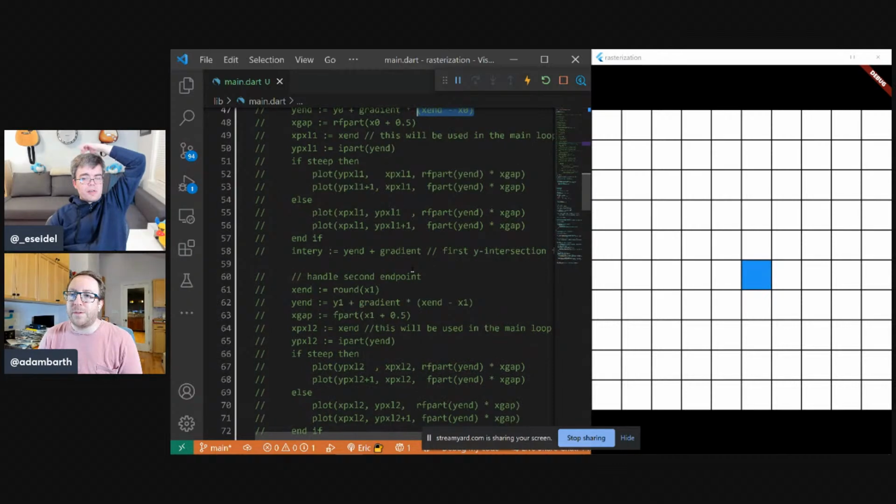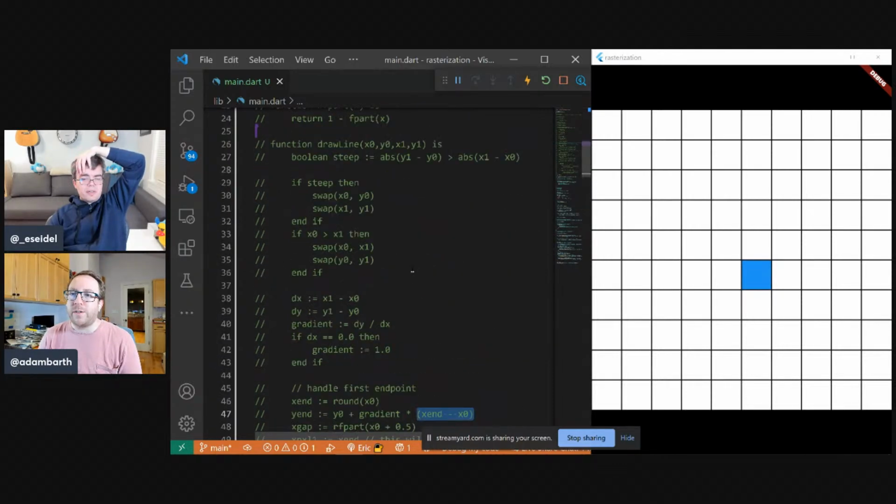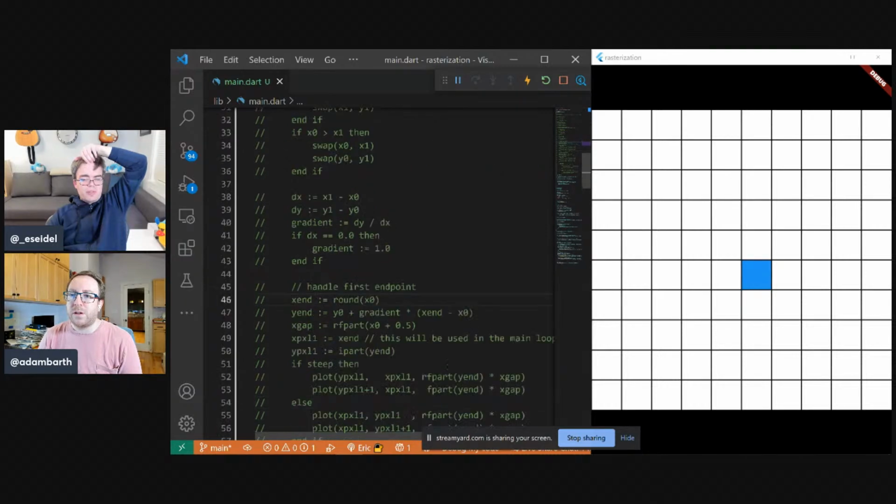Maybe it's pixel snapped. We'll have to look at that. No, we wouldn't need to round it if it was pixel snapped. I don't know what the types are here. Oh, we do. We round it. Yeah. So why is this?